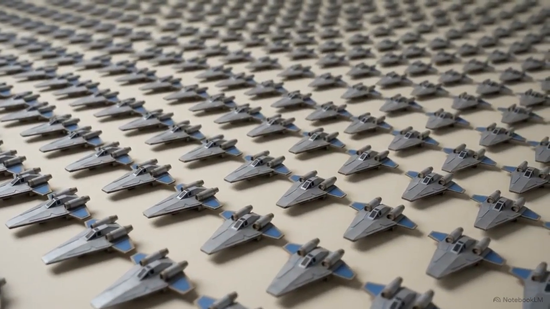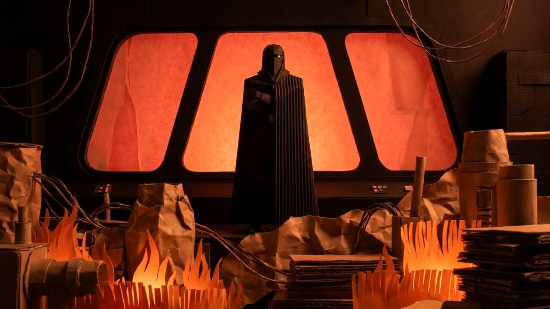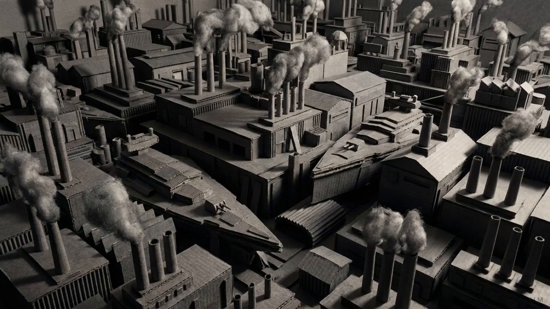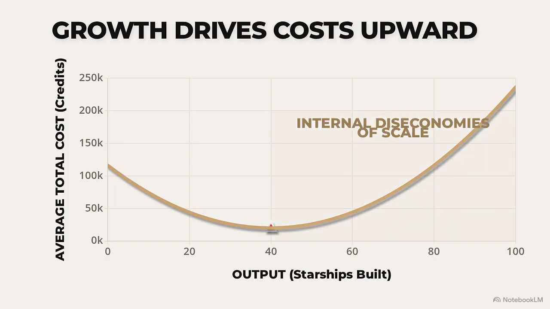But then there is the Dark Overlord, who recklessly forces his factories to churn out ships far beyond that minimum efficient scale, simply to have the biggest empire. This chart reveals the stage of internal diseconomies of scale. The operation is now so large and inefficient that average costs start to rise as output increases.